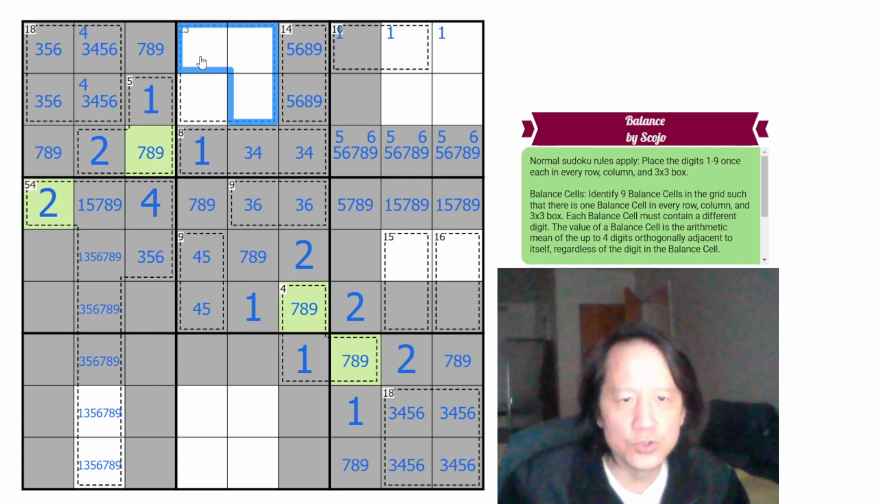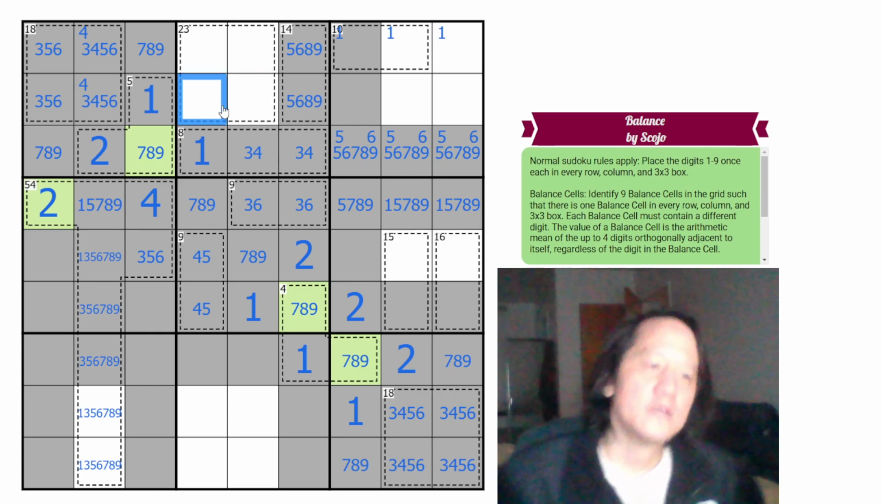So 2 cannot be the value in the balance cell in box 2 because we already have a 2. Neither can 7, 8, or 9. Therefore, this value has to be 5 or 6. Oh, that's interesting.